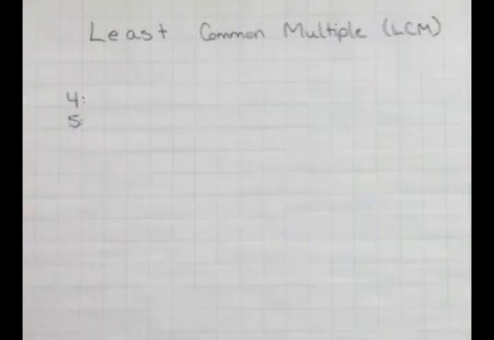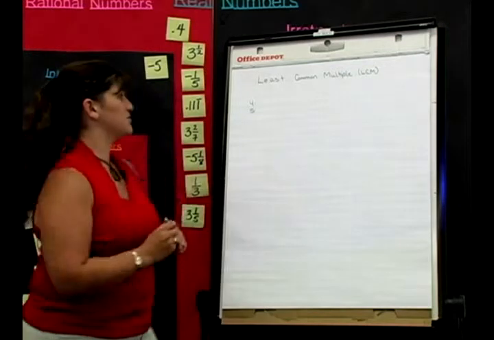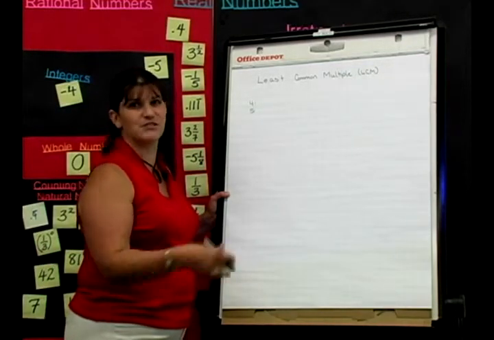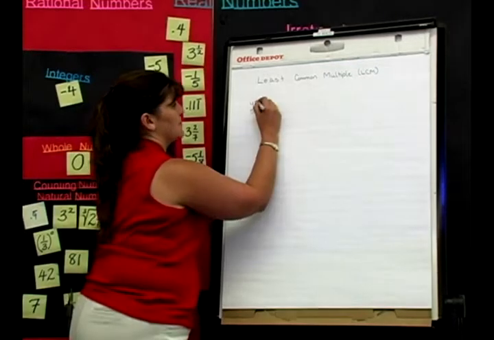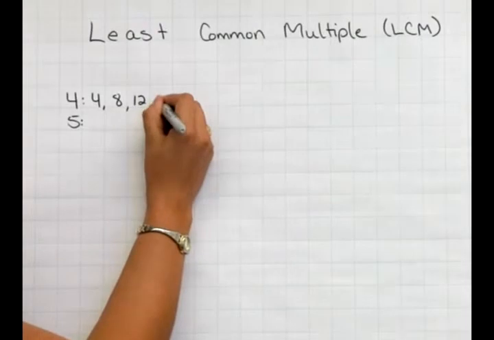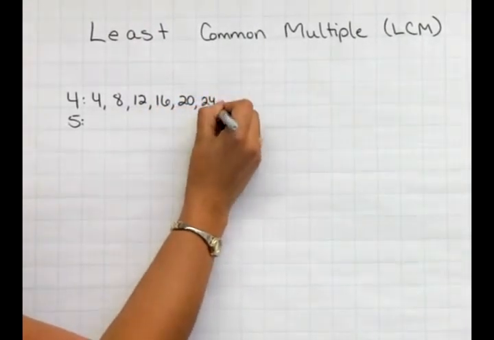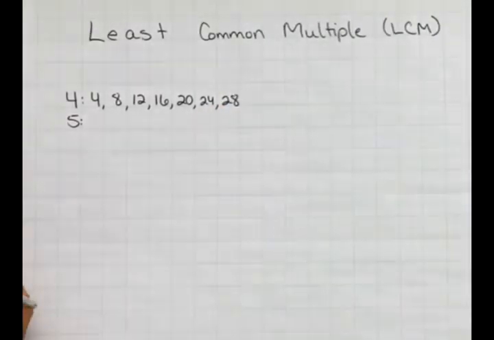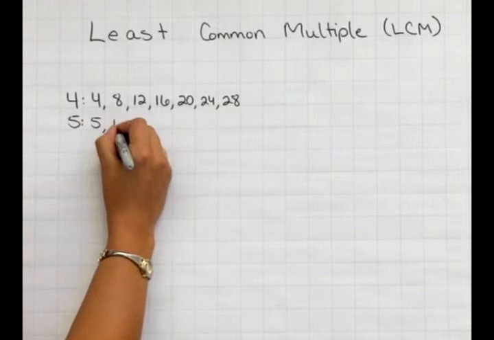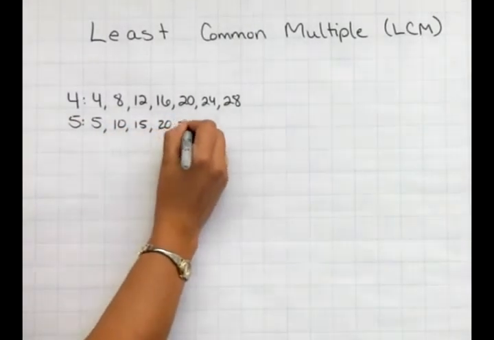Now, in order to find the least common multiple, I'm going to find multiples. So the multiples of 4 are just, think skip counting or enlarging. So we have 4, 8, 12. Notice that they're going up by 4 each time. Okay, and we're going to do the same thing for 5. We're going up by 5 each time.